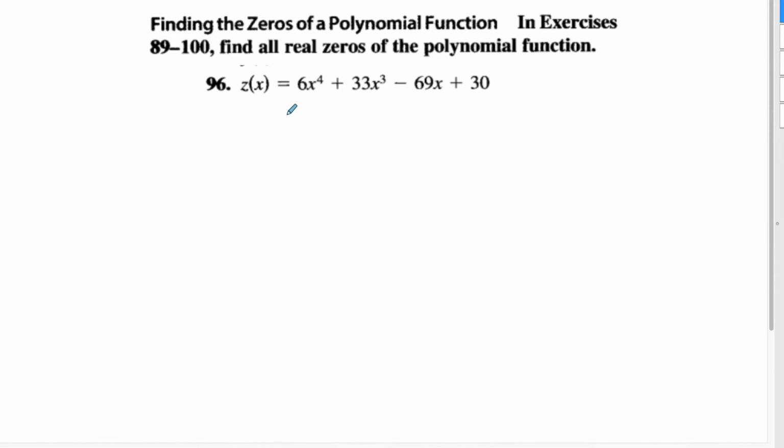Well, okay, looking at this, I see these all as divisible by 3. So to make this a little simpler, I'm going to rewrite this as 2x to the 4th plus 11x cubed minus 23x plus 10. The only reason I'm doing that is to make the numbers a little bit more tractable. Now, I don't know what the real zeros are of this, so I'm going to have to do a guess and check thing or graph it and hopefully find this.